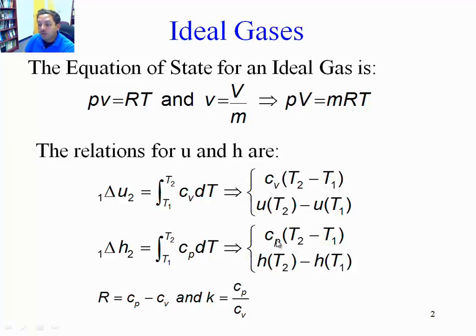The 2 models are the constant or average specific heat model, where Cp times delta T equals delta H, or you use the variable specific heat model, where you look into tables and say delta H from 1 to 2 is simply H at T2 minus H at T1. We also looked at and derived the relationship that R, the gas constant, is equal to Cp minus Cv. That's the specific heat at constant pressure minus the specific heat at constant volume. And also the ratio of specific heats, K, is defined as Cp over Cv.